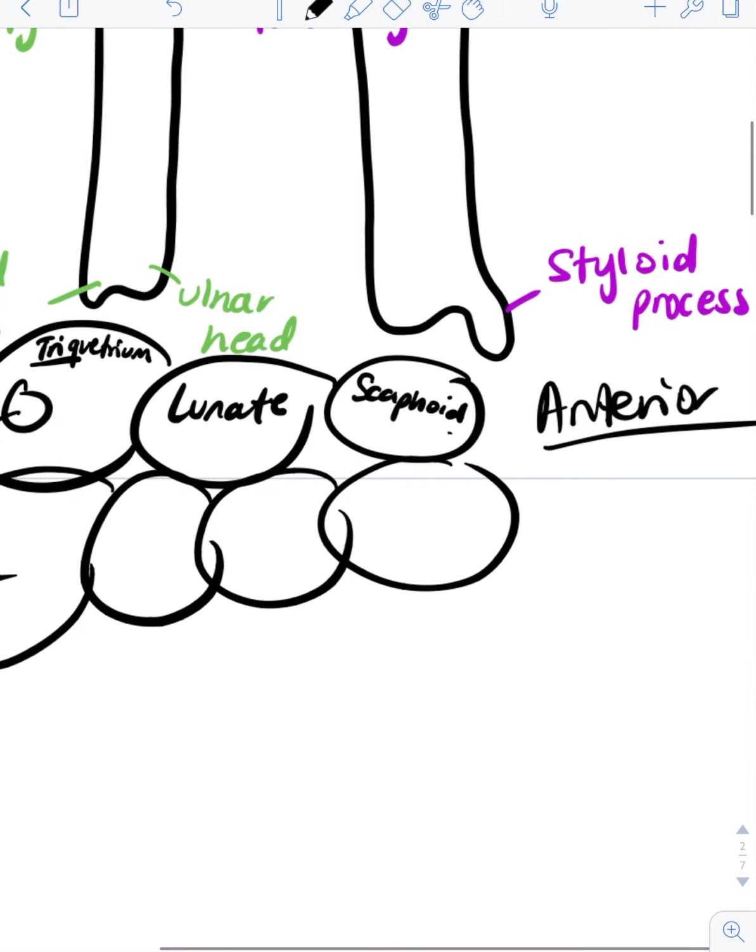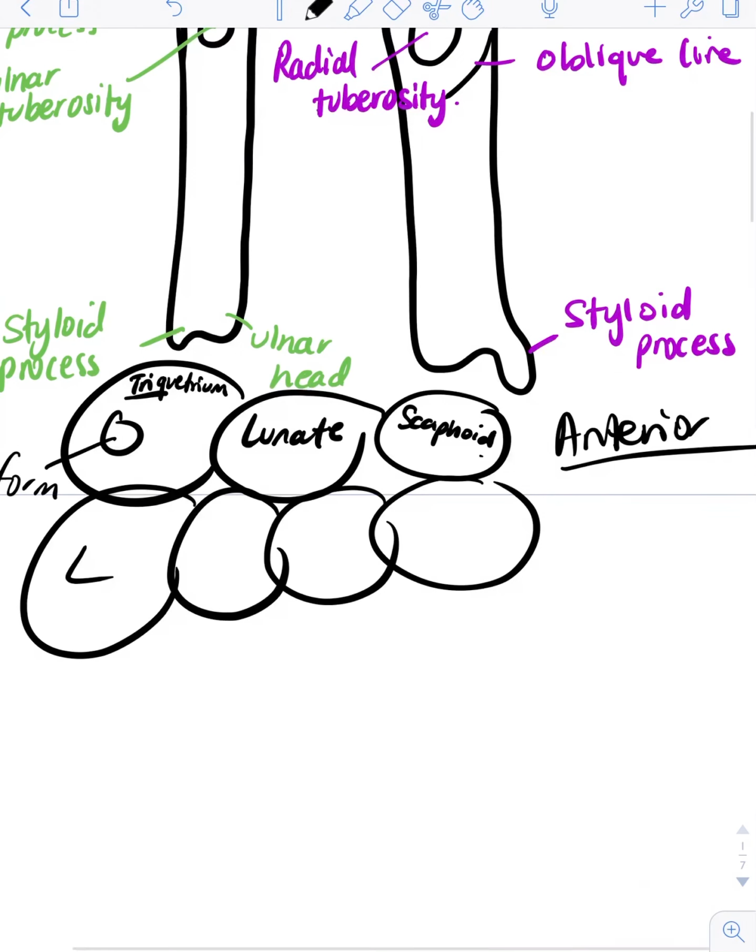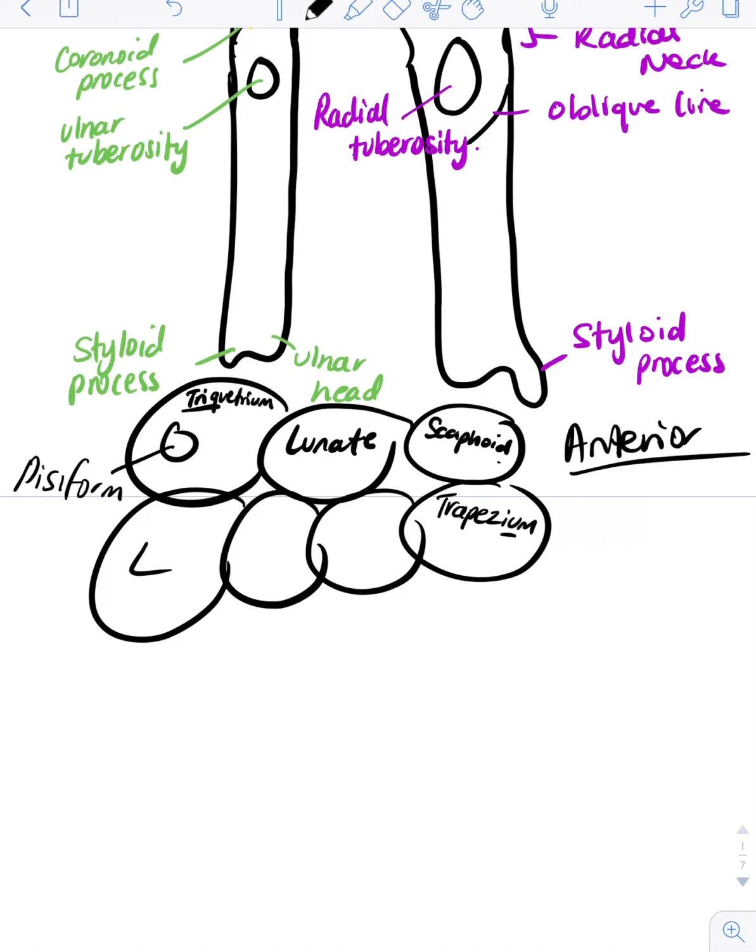So this here is going to be our trapezium. And this is going to articulate with our thumb. Next is our trapezoid. And then capitate. And then, of course, can't forget hamate. And this here is the hook of hamate.